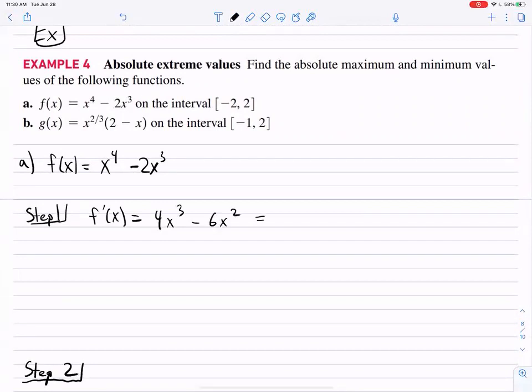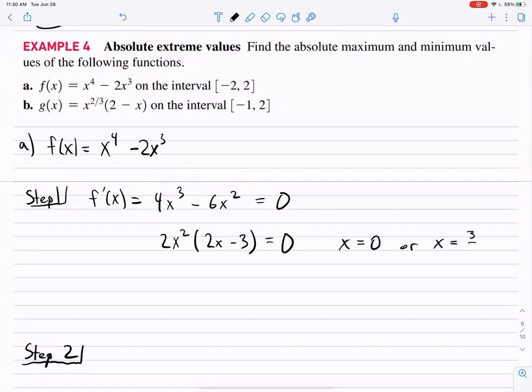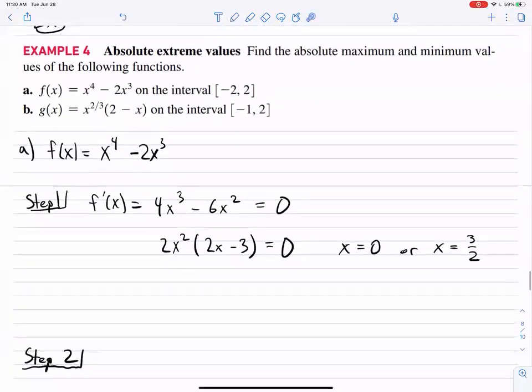Set it equal to 0. Because this function's never undefined, right? You can plug in any value, so we're just going to set it equal to 0. And what do we get? You get 2x squared times 2x minus 3 equals 0. So x equals 0 or x equals, what is it, 3/2? X equals 0, 3/2. Those are both in our interval, so those check out.